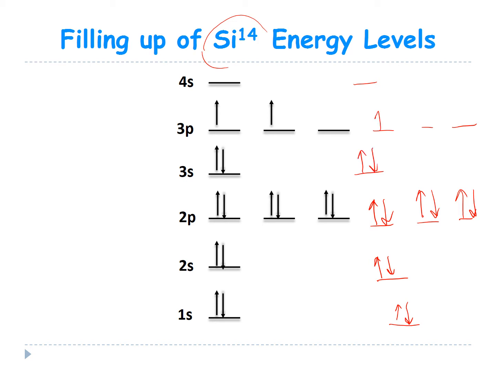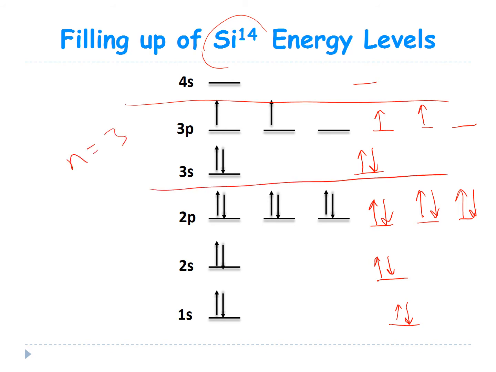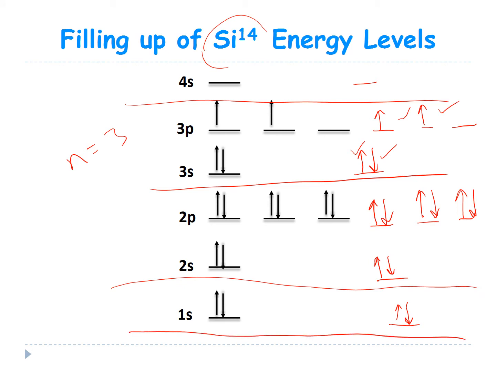Okay, and then here you also do the same, like that, and then we are left with 2 electrons, so you put 1 here, you put 1 there. You can't put 1 here because you have to put 1 in each before you double up. So you know that this is energy level 3, so this is our N equals 3. This is our outer shell, and in the outer shell you have 1, 2, 3, 4 electrons, and this is energy level N equals 2, you have 8, and N equals 1, you have 2.